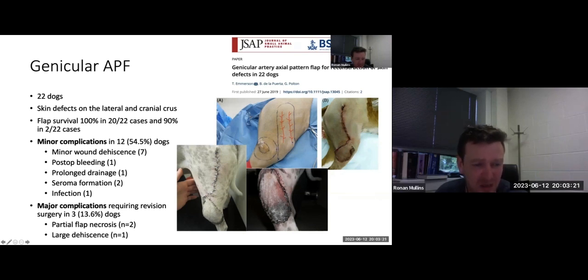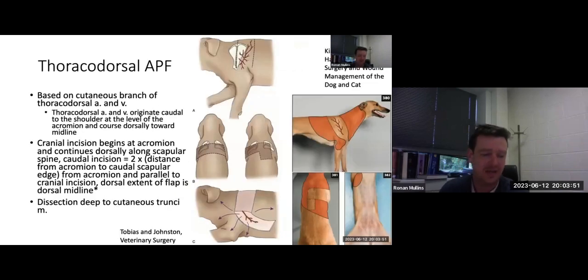They did have some major complications requiring revision surgery in just over 10% of cases, and then a fairly high rate of minor complications. And that's the thing with these flaps. We can often have lots of these minor complications, which are not that difficult to manage. So minor wound dehiscence not requiring surgery, post-op bleeding, prolonged drainage, seroma formation similar to what you can see here, and a surgical site infection. So that's the largest clinical and most up-to-date study on the genicular axial pattern flap.